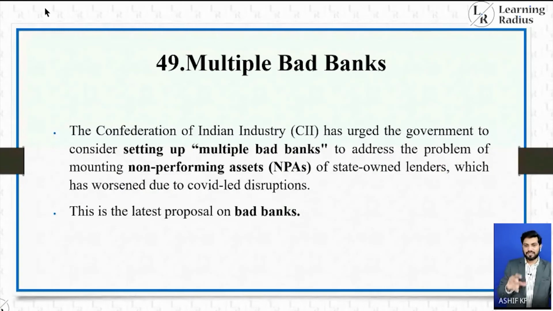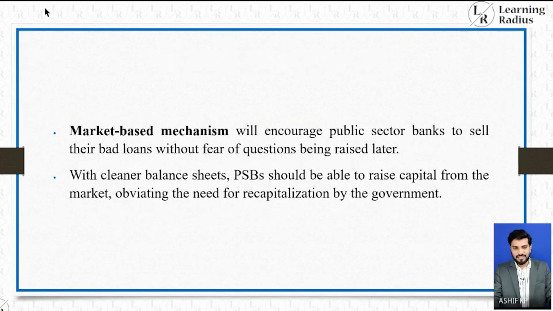The next term is multiple bad banks. The Confederation of Indian Industry has urged the government to consider setting up multiple bad banks to address the problem of mounting non-performing assets of state-owned lenders, which has worsened due to COVID-led disruption. This is the latest proposal on bad banks.